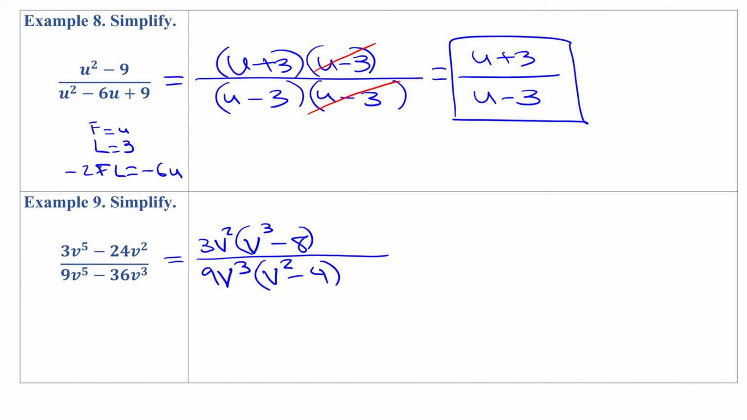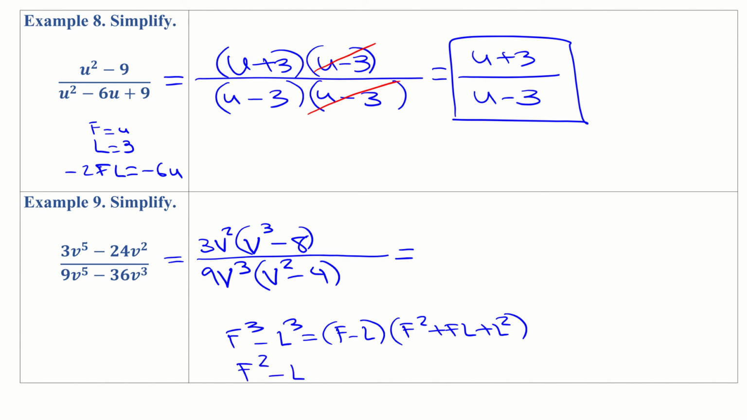Right? Try it. Multiply this out. You'll see. You get this, right? So, difference of cubes, difference of squares. For difference of cubes, of course, we need this rule, f cubed minus l cubed equals quantity f minus l times quantity f squared plus fl plus l squared.